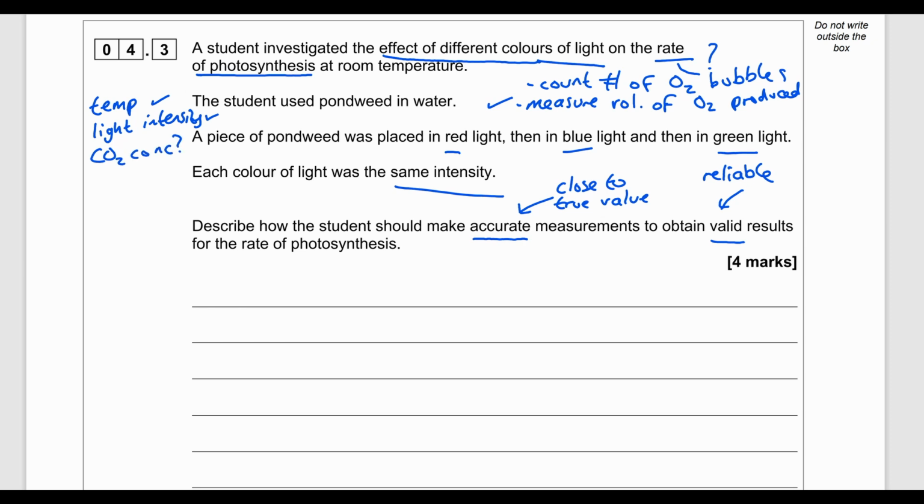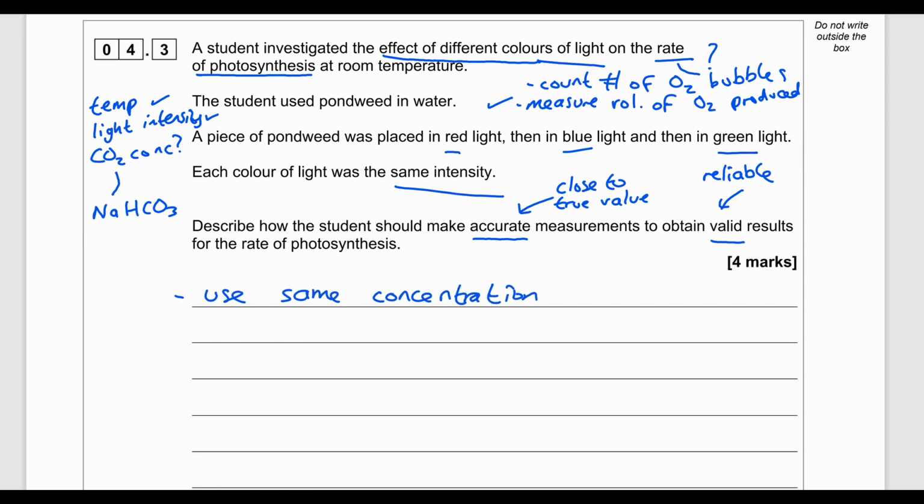So what we can do is we can state how we can keep the carbon dioxide concentration the same. And we can do that by using a specific chemical. And that chemical is called sodium hydrogen carbonate.